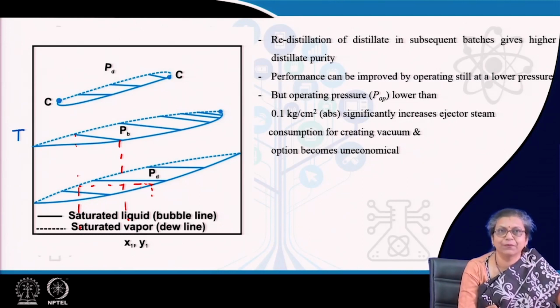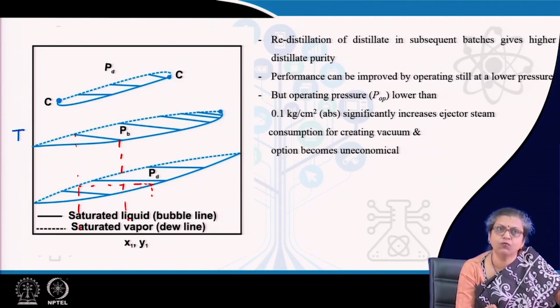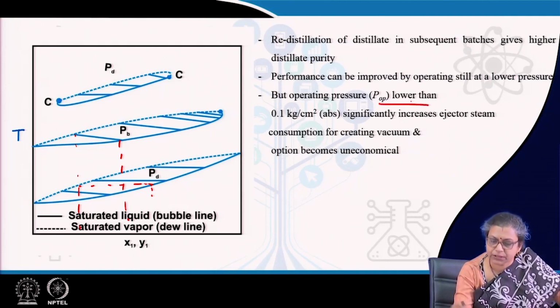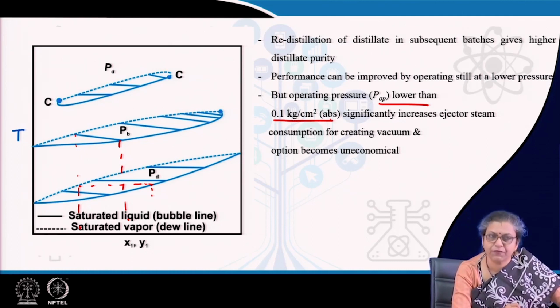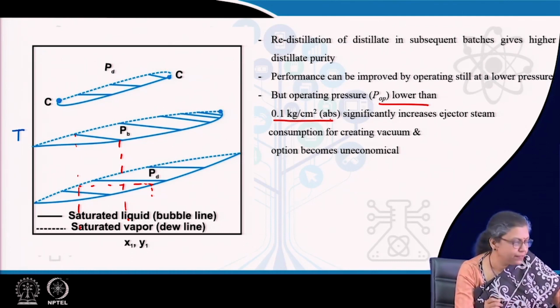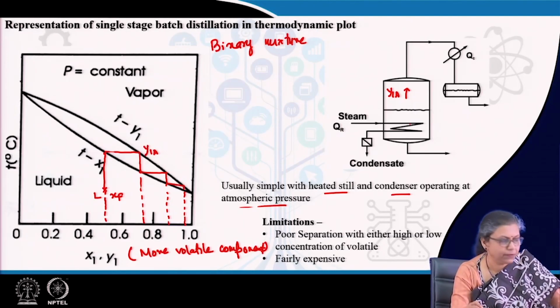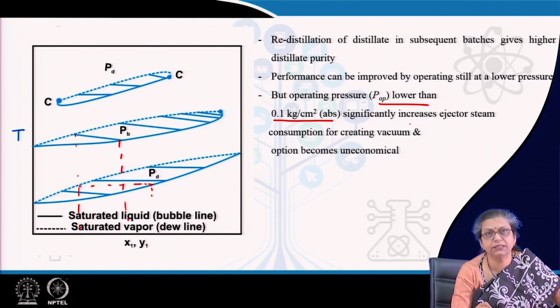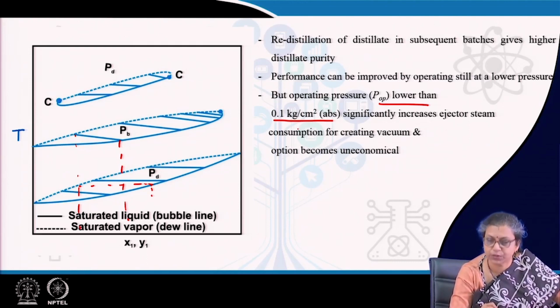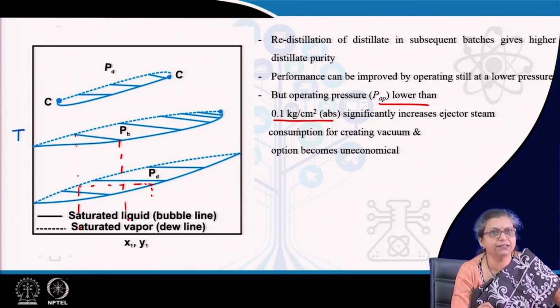But in this case you have to remember one thing. Suppose we go for a very low pressure, say lower than 0.1 kg per centimeter square absolute. What do we find? We find that under that condition the still has to be operated under vacuum. Usually the vacuum is created by an ejector which consumes steam, and we find that the steam consumption increases significantly when we go for very low pressures, or rather pressures much lower than 0.1 kg per centimeter square, and under that condition this option becomes uneconomical, right.